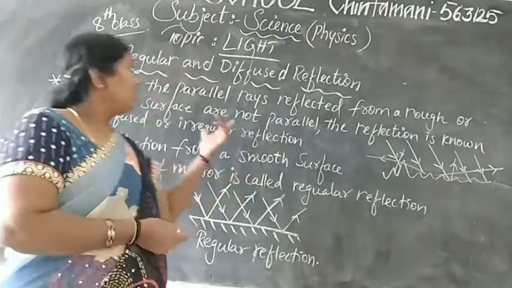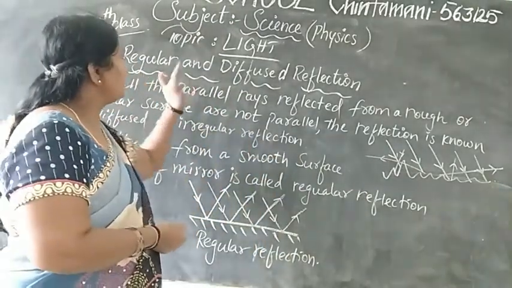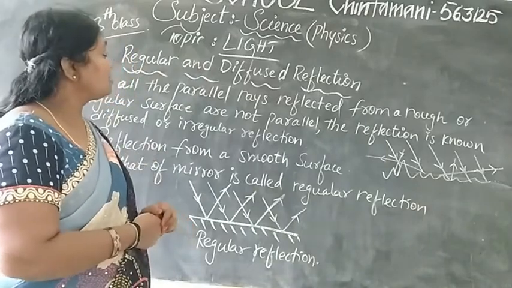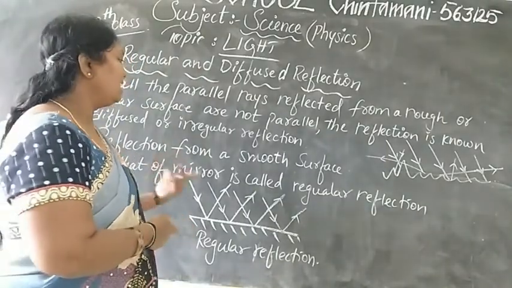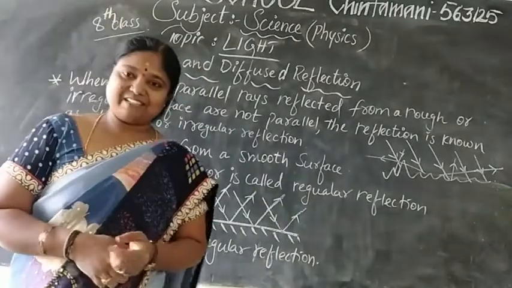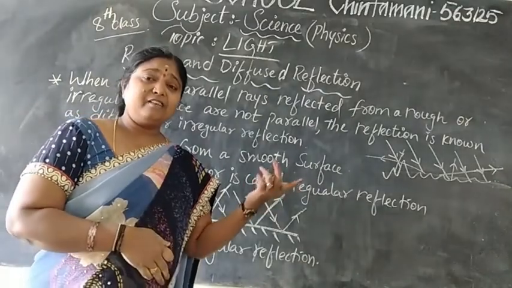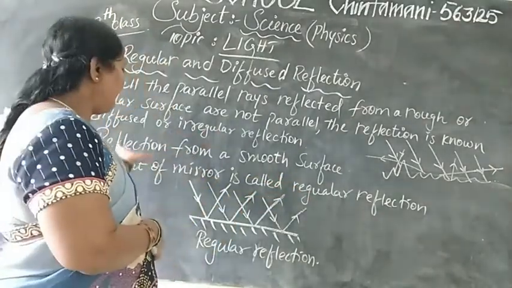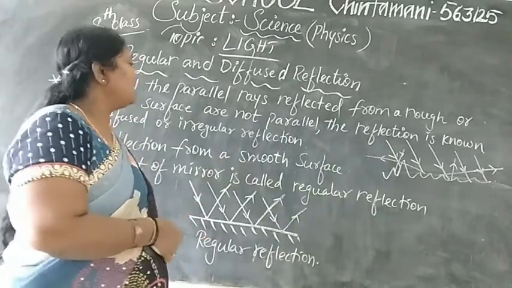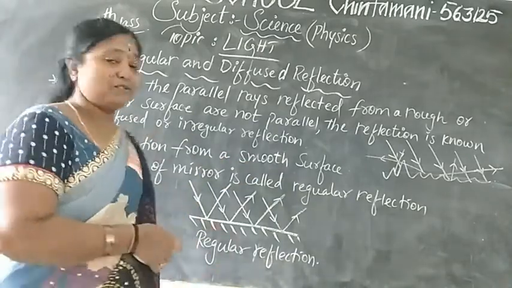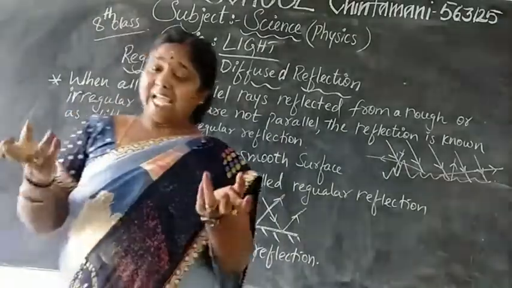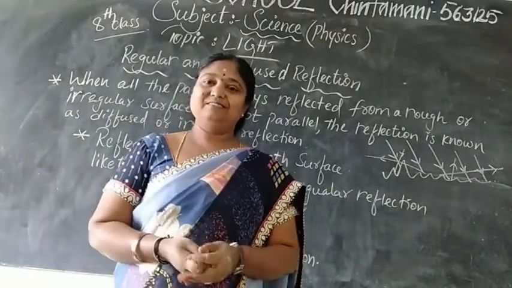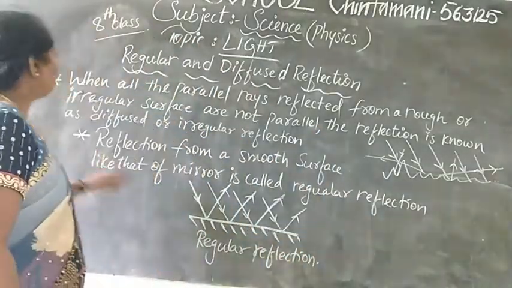So let me see. Today our topic is about regular and diffused reflection. Here we can see what we mean by regular reflection and what we mean by diffused. Diffused is nothing but irregular reflection. Let me start.